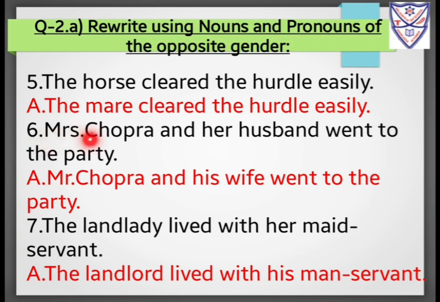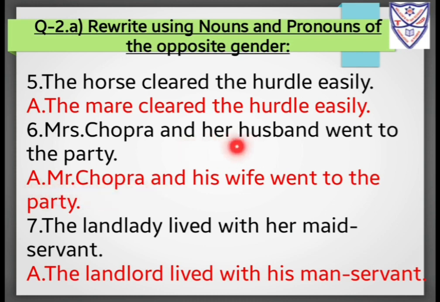Sixth one, Mrs. Chopra and her husband went to the party. Over here Mrs. Chopra is a name of a lady, or we can say it is in feminine gender form. So we will replace it by the opposite gender, which will be Mr. Chopra. Over here Mr. Chopra will be in masculine gender form.